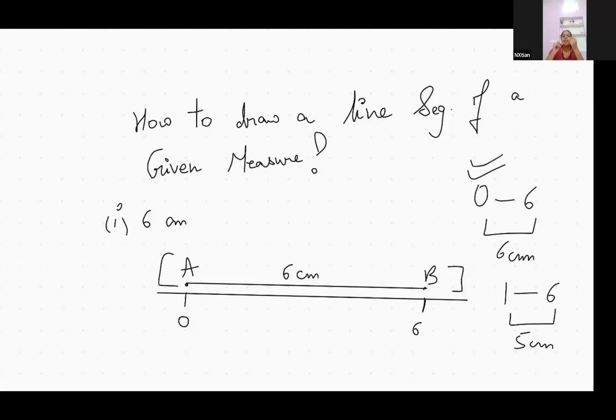If you count like this, 0 to 1, then 1 to 2, then 2 to 3, 3 to 4, 4 to 5, and 5 to 6. How many did you get? 6. So you begin with 0 to get 6 centimeter. If you begin with 1, you will get 5 centimeter. Always begin with 0. Whenever you are measuring on the scale, we start with 0. That's why.